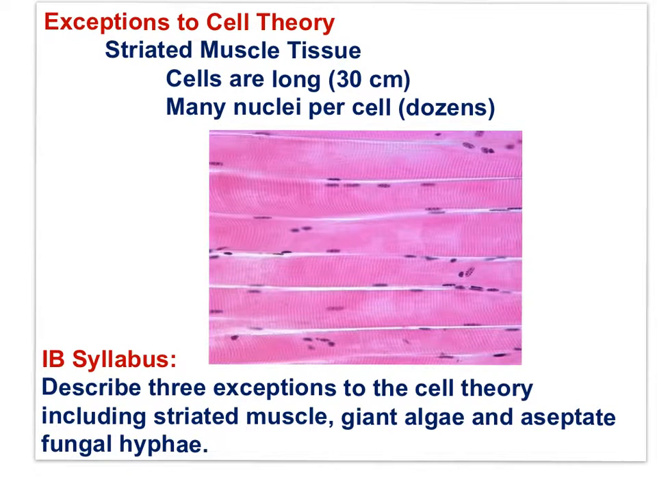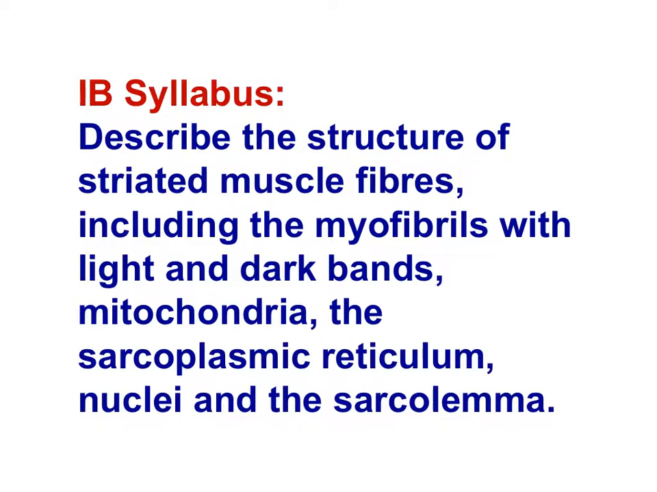You should recall that you've been exposed to striated muscle earlier in this course. Striated muscle is an exception to cell theory because striated muscle cells are multinucleate. Here is a significant IB syllabus statement. Describe the structure of striated muscle fibers, including the myofibrils with light and dark bands, mitochondria, the sarcoplasmic reticulum, nuclei, and the sarcolemma. You can see the vocabulary bursting out. Be patient, pay close attention, take notes.